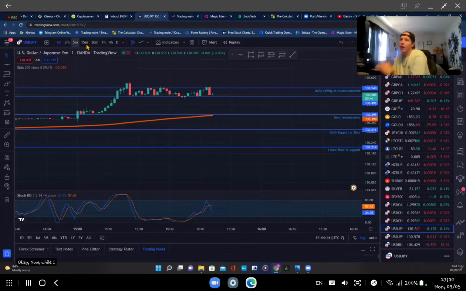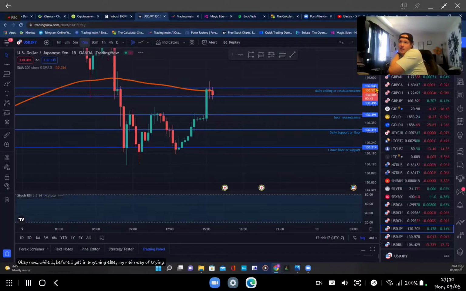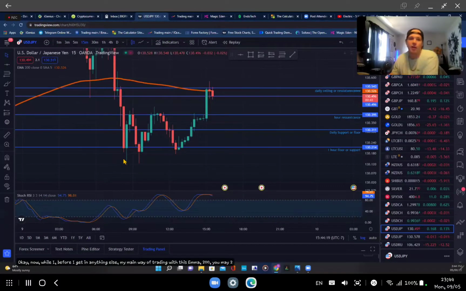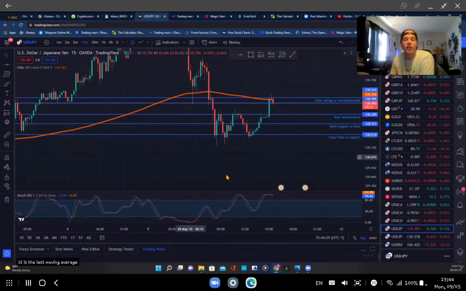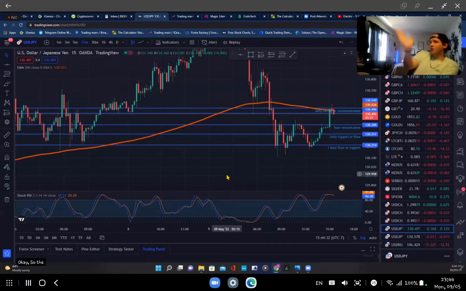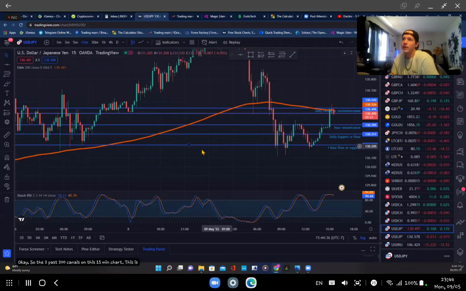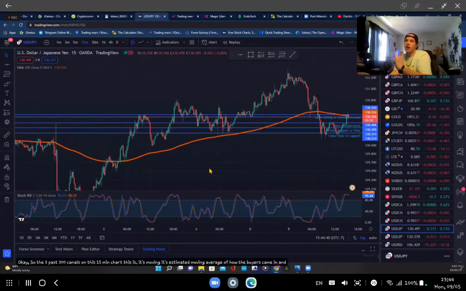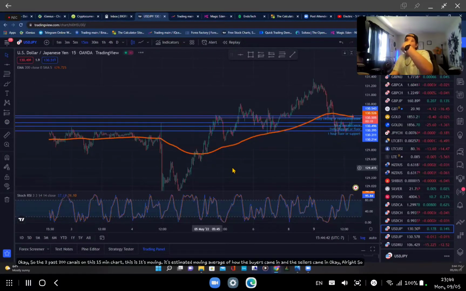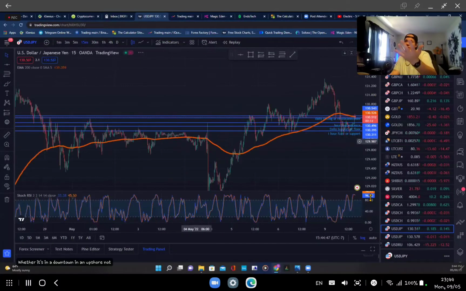Now, before I get into anything else, my main way of trading is with this EMA 200, all right? If you guys don't know what an EMA is, just get the word EMA out of your head and think magnet. It is the moving average of the last 200 candles. So the past 200 candles on this 15-minute chart, this is its estimated average of how the buyers came in and the sellers came in, okay? You can see whether it's in a downtrend or an uptrend on it also, which I love.